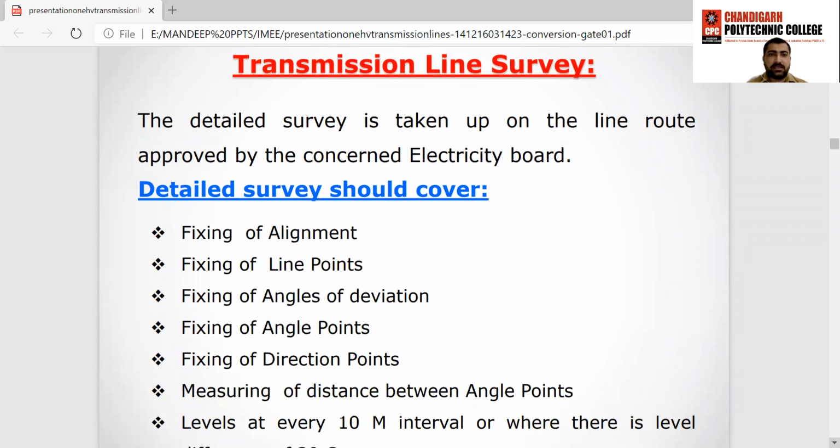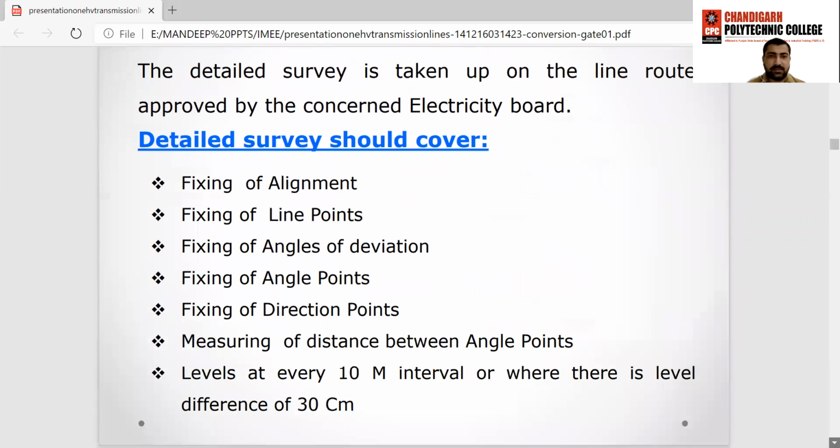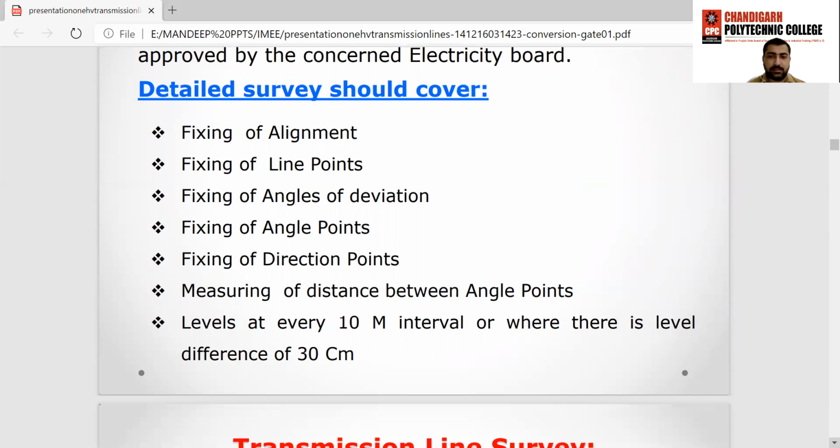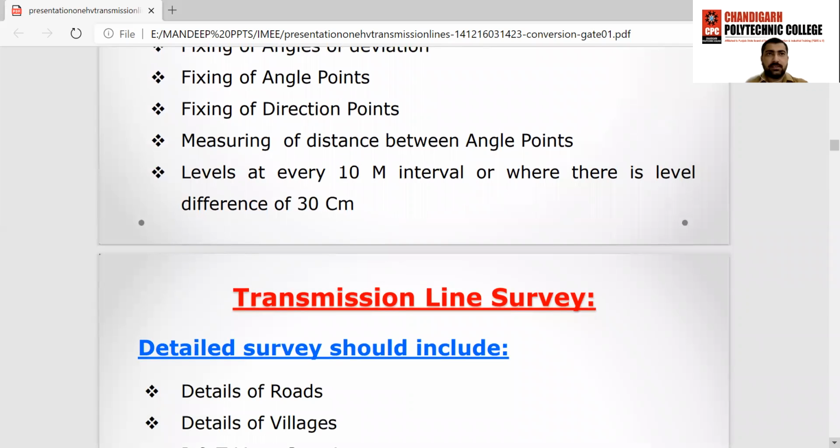Transmission line survey. The detailed survey is taken upon the line route approved by the concerned electricity board. Detailed survey should cover fixing of alignment, fixing of line points, fixing of angles of deviation, fixing of angle points, fixing of direction points, measuring of distance between angle points, levels at every 10-meter interval or where there is a level difference of 30 centimeter. Where the difference is more, the survey took place.